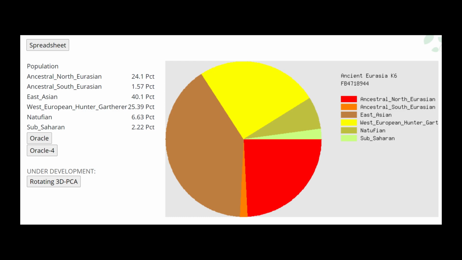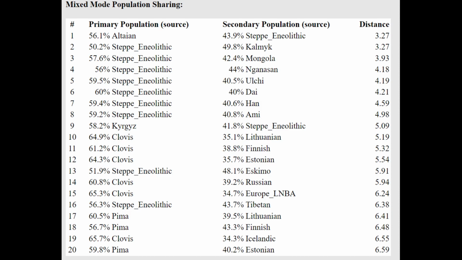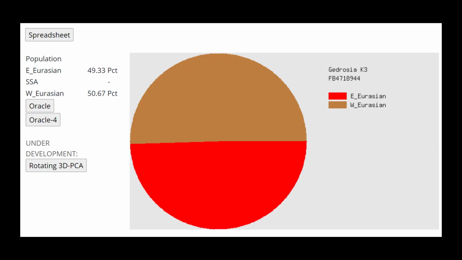This is what she scores with Ancient Eurasia K6. You can see she's scoring 40% East Asian, but the dominant component in her ancestry is actually West Eurasian, according to this calculator. She's getting more or less a mixture of Altaian plus Steppe Eneolithic. And Steppe Eneolithic is not EHG. Steppe Eneolithic is more like Khvalynsk. It's EHG plus a little bit of Caucasus admixture. So she's getting more or less a mixture of Steppe Eneolithic and not EHG plus various East Asians such as Nganasan, Kalmyk, Mongol. So she does have some Caucasus hunter-gatherer admixture. You can even see it with the Ancient Eurasia K6 Oracle.